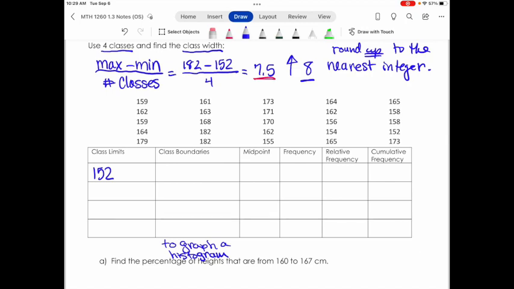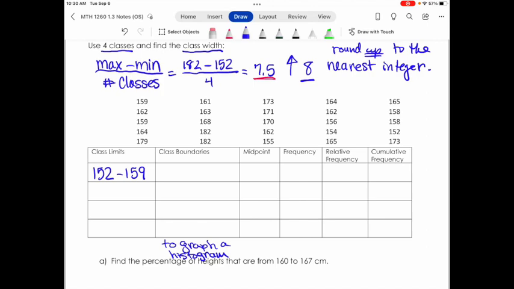So I'm going to take 152 and add 7, and I get 159. This gives me a total of 8 numbers, and you can count it on your fingers to check. Intuitively you want to take 152 and add 8, but you have to realize we're including that 152 in our group of numbers, so we want that first number plus 7 more for a total of 8.